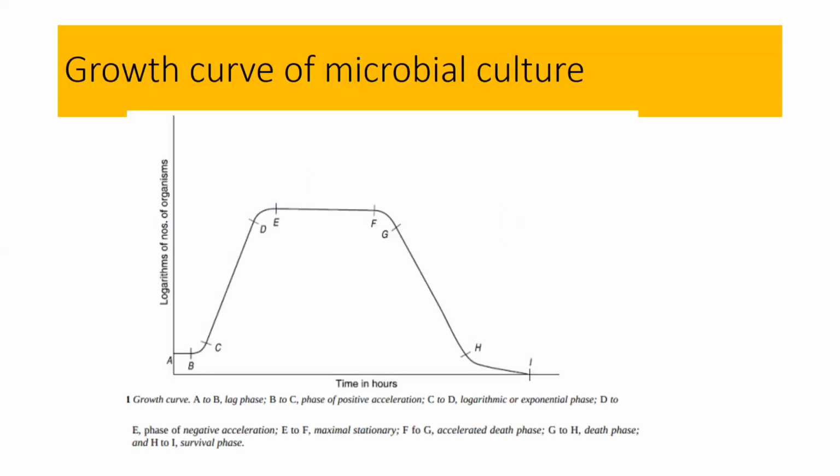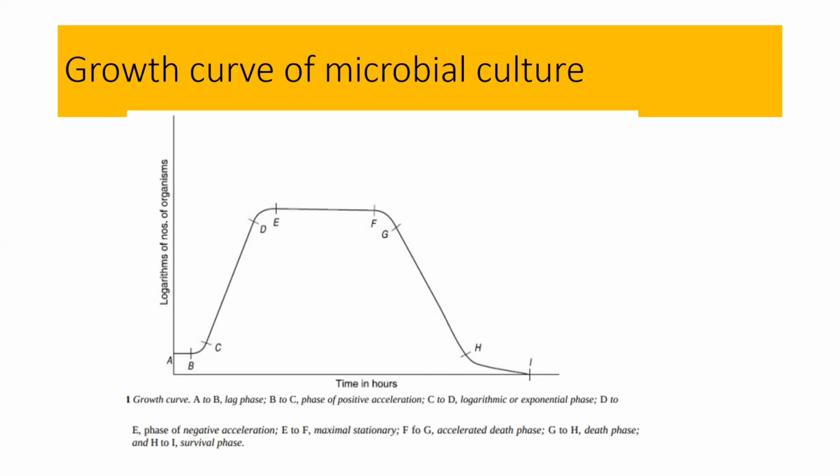Next is the growth curve of microbial culture. This curve is divided into phases, as indicated in the figure. The first one is the initial lag phase, which is from A to B, during which there is no growth or even a decline in number. The phase of positive acceleration, that is from B to C, during which the rate of growth is continuously increasing.